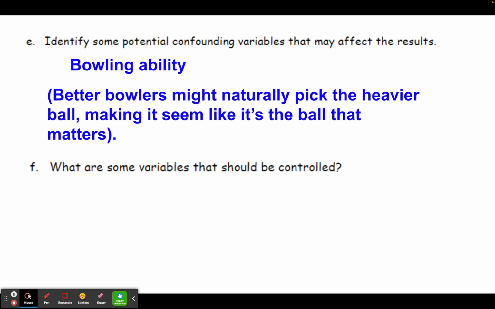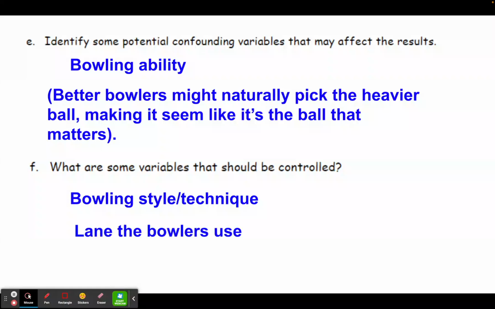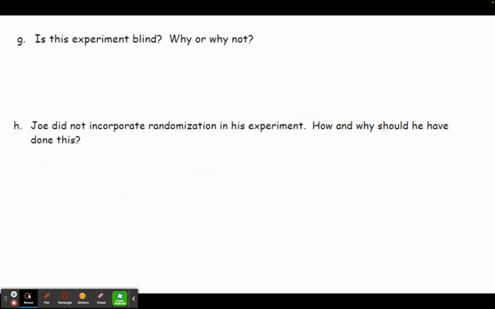Now, some variables that we can control, because we can't really control bowling ability, we can control their bowling style or technique. Like perhaps different bowlers hold the ball in a different way, and that might affect the results and their score. And so maybe that would be something we could ask all the bowlers to do, would be to bowl the same way. Another thing we could control is the lane that the bowlers use. Maybe the ball travels a little bit differently down some lanes than the other. Maybe one might not be perfectly level, for example. So we would want all the bowlers in our experiment to bowl in the same lane. So that way the effects of the lane would operate equally on all the bowlers and it wouldn't cause a difference between one group and the other.